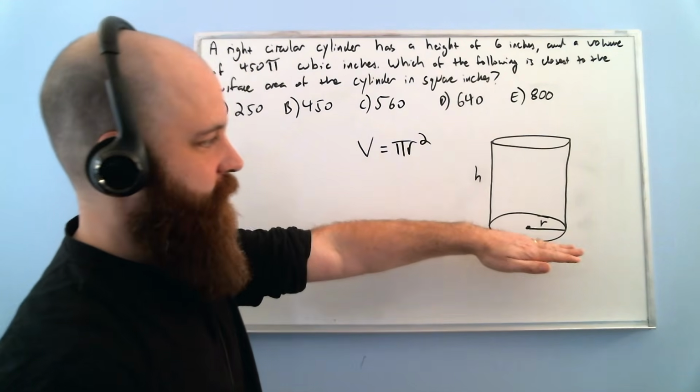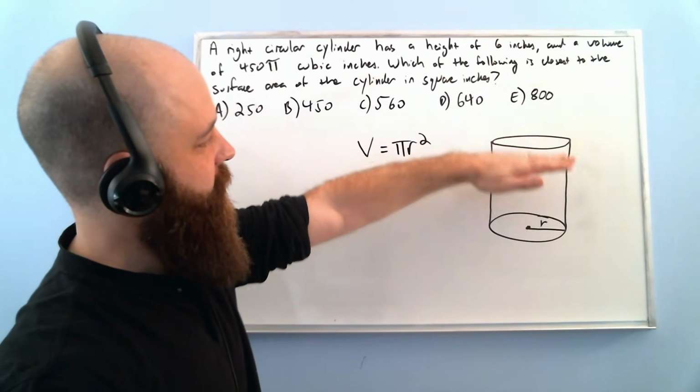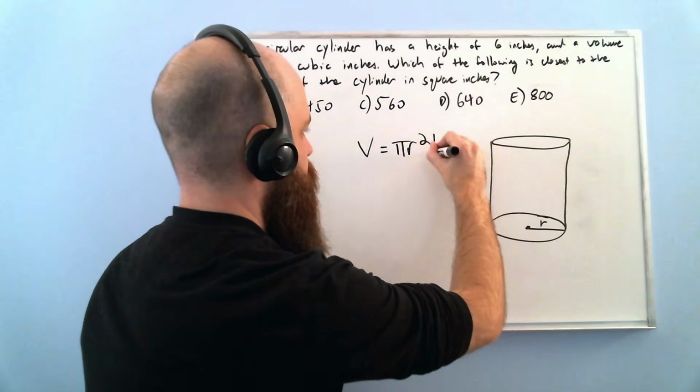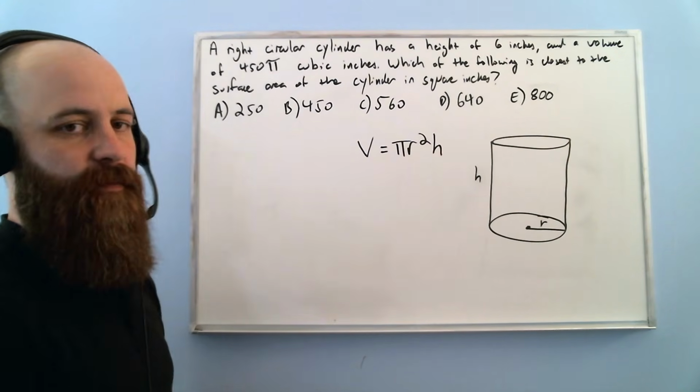And then I'm going to stack up a bunch of circles. You could think of it that way. Well, how many circles am I stacking up? The height will tell me that. So pi r squared times h kind of makes sense: the area of the base of this shape times the height. That gives me the volume.